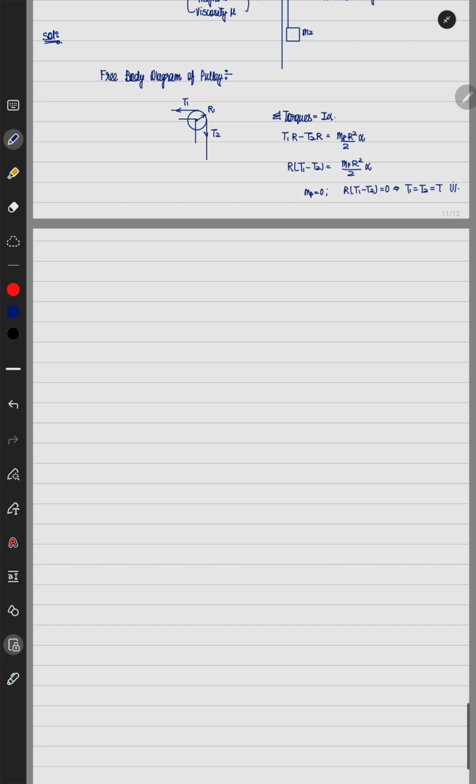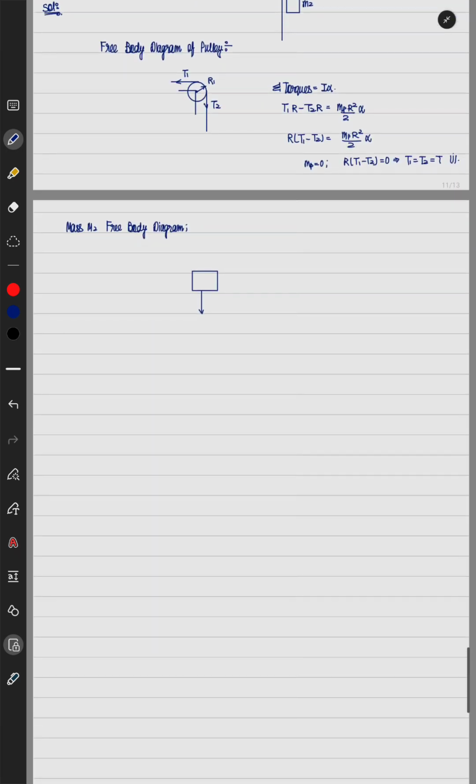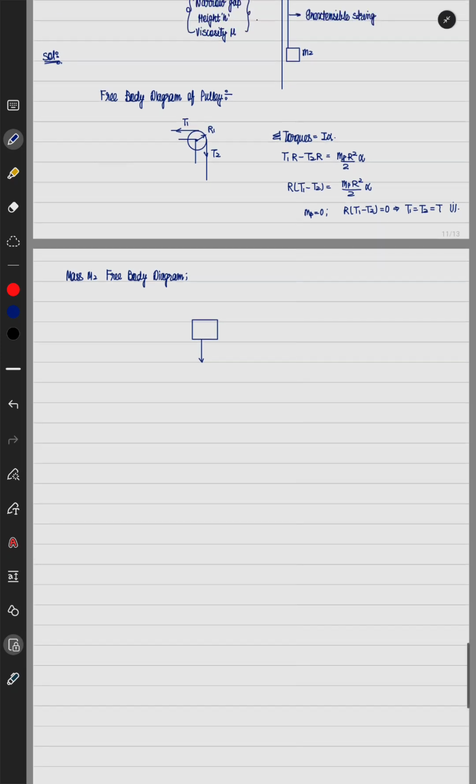Now let us go on to the mass m2 free body diagram. So on mass m2, how are the forces acting? There are two kinds of forces which can act on a body. Since we are not in electrostatics, where because of an electric field on a charge some kind of force can be there, in the field forces the only one we will be considering is the gravitational force. The first force is the contact force, and the second force is the field force.